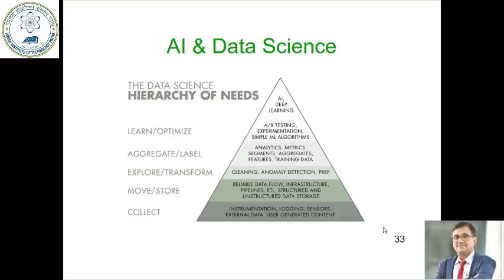AI also crucially depends on data science, and data science is really a hierarchy of needs. We collect data, store data, explore data, aggregate data, and learn from the data, which requires optimization. We also transform data, we label the data, and all these are our day-to-day activities. We do not even notice that we are doing all this really.